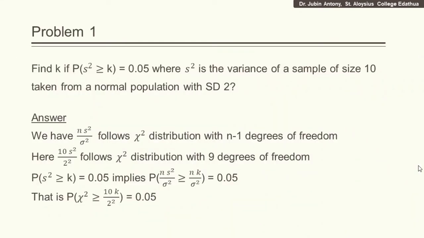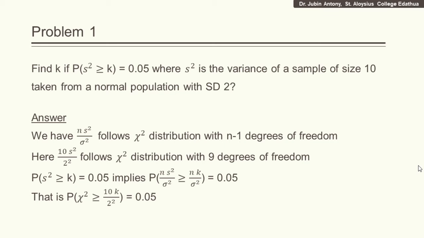Now, a problem involving chi-square distribution. The question is, find k if probability of s square greater than or equal to k equal to 0.05, where s square is the variance of a sample of size 10 taken from a normal population with standard deviation 2. We have n s square by sigma square follows chi-square distribution with n minus 1 degrees of freedom. Here, 10 s square by 2 square follows chi-square distribution with 9 degrees of freedom.